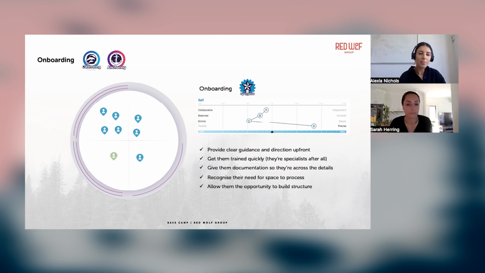Alrighty, so to help them be as successful as possible, a lot like what we've just mentioned, be really clear and upfront in terms of what's expected of them, provide that guidance, get them trained quickly. Like the reference profile suggests, they are specialists, so they'll want to be an expert. Give them that documentation so they're across all the details, and definitely recognize that at times they do need a little bit of space. So give them that time to think things through, process their thoughts. They are formulating it. They will give you a response. They might just need a little bit more time.